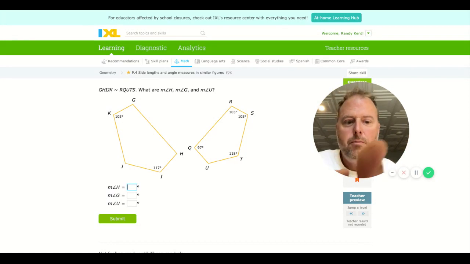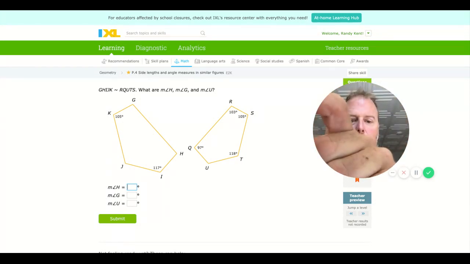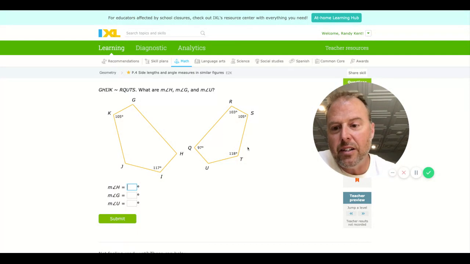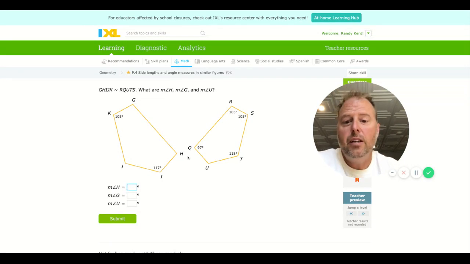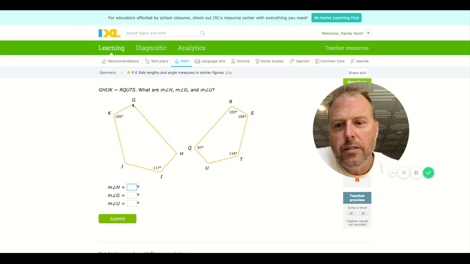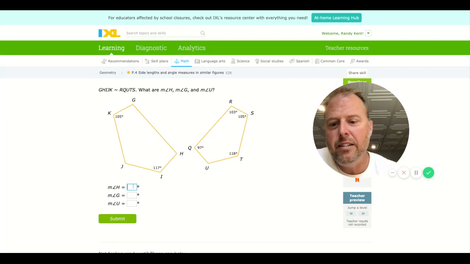This one, it looks like to me that you're taking it and you're flipping it over. So S is going to match up with K, and it does. S matches up with K according to what they wrote here. So then I should be able to figure out all of the angles. So H matches up with Q. So where's H? Let's see, H is over here. H matches up with Q. Since Q is 97, H has to be 97.